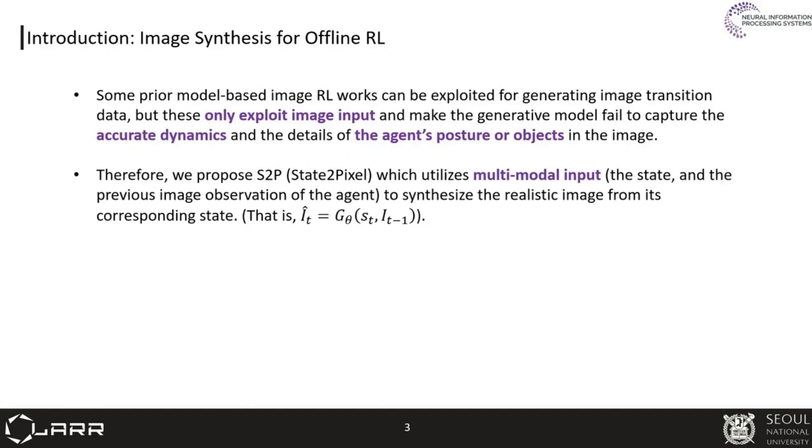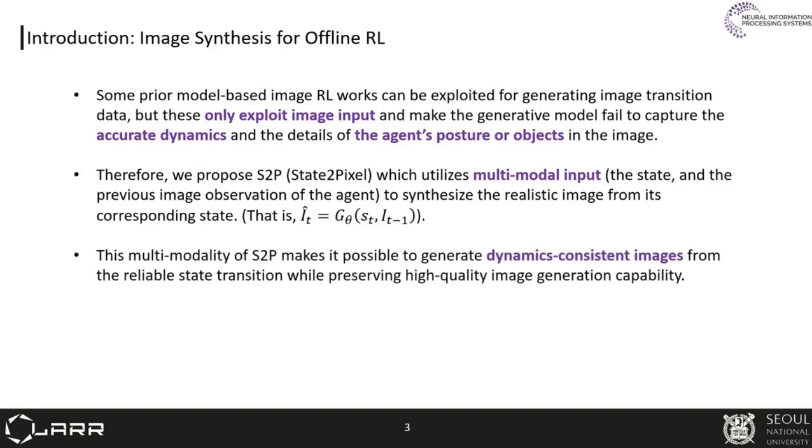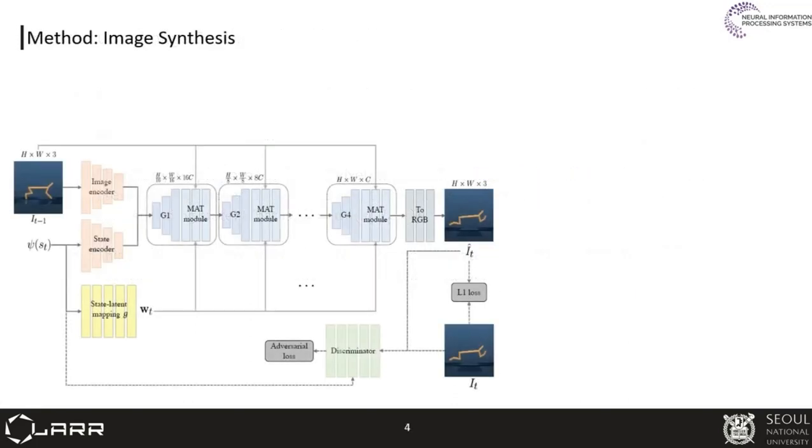Therefore, we propose S2P, which utilizes multimodal input to synthesize the realistic image from its corresponding state. This multimodality of S2P makes it possible to generate dynamics-consistent images from the reliable state transitions while preserving high-quality image generation capability. This is the overview of the S2P architecture, which synthesizes the novel image observation with the previous image and the current state of the agent.